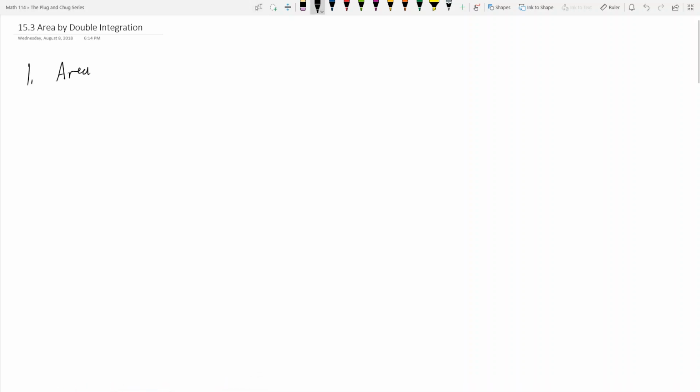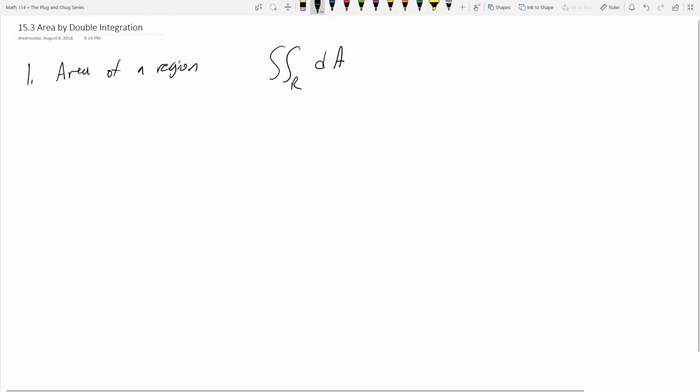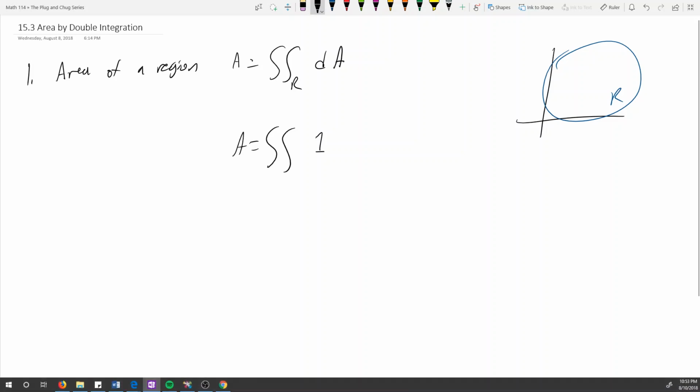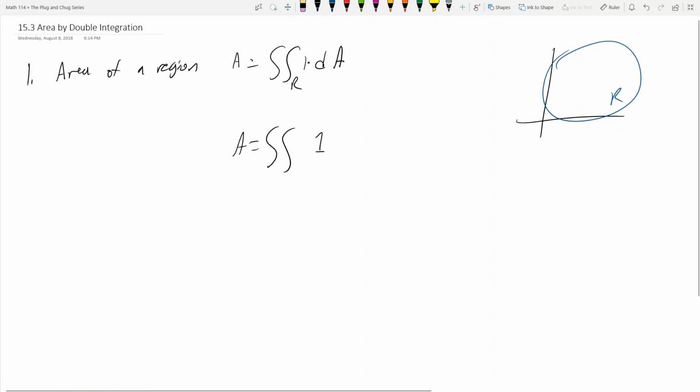The area of a region is given by the double integral of dA over the region. So what does that really mean? It means that if you have some region R, then the area is just the double integral of one, right? Because dA is really just one times dA, but you never write the one. Then dx dy or dy dx.